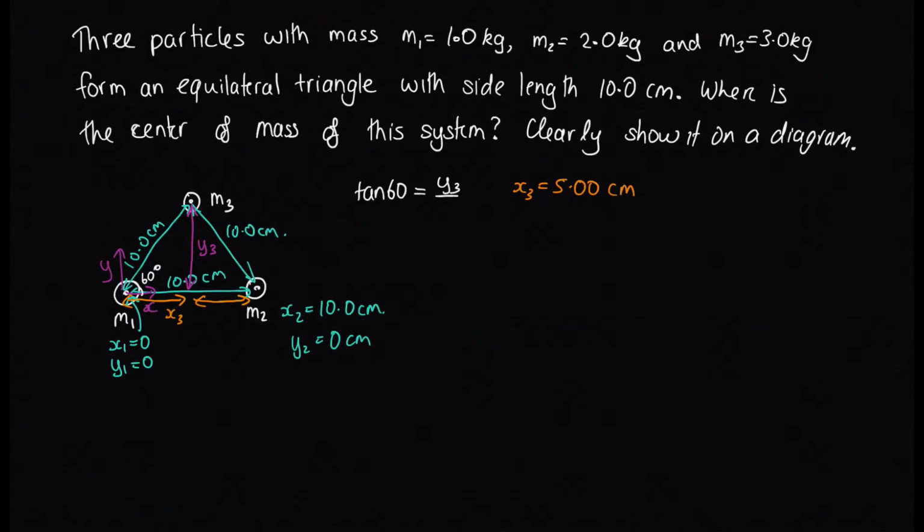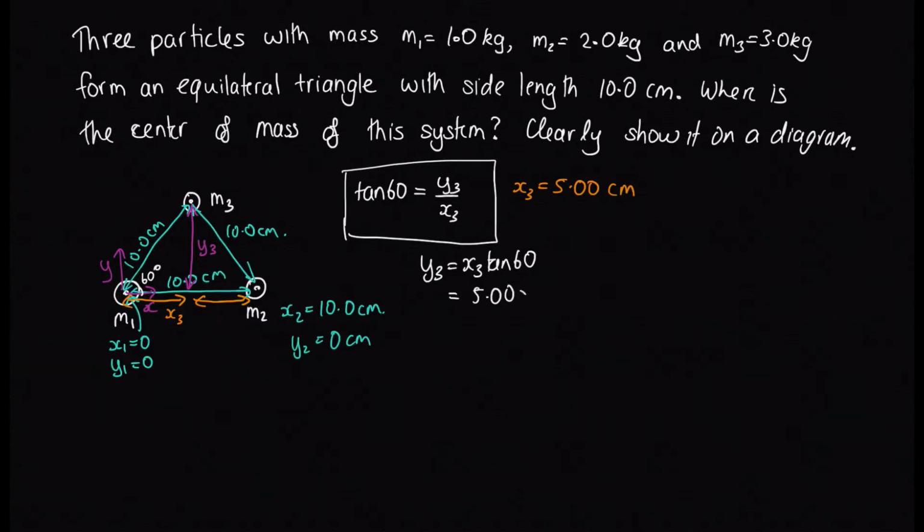So going back to calculating y3 here, we've got tan 60 is equal to y3 over x3, and so y3 is equal to x3 tan 60, and so this is equal to 5 times tan 60, which when we solve on the calculator, we get 8.66 centimeters. So we have x3 is equal to 5 centimeters and y3 is equal to 8.66 centimeters. Okay, so now we have everything that we need in order to calculate the center of mass in the x direction and also in the y direction.